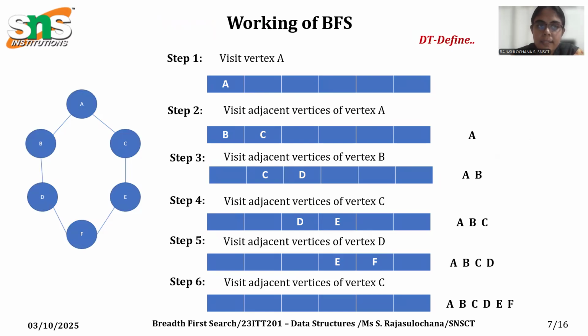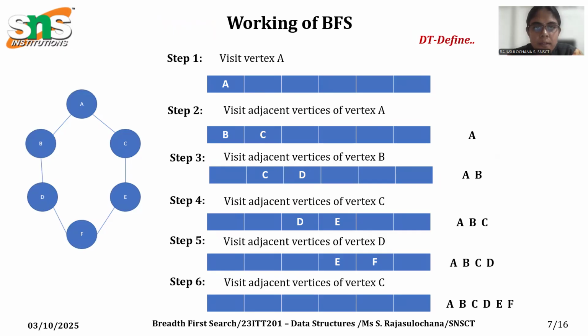So look at the unweighted graph which is given here. Initially, you will visit the vertex A. When you visit the vertex A, you will mark all the adjacent vertices of A. Now here the adjacent vertices of A are B and C, which are entered into the queue. Then this vertex A is printed in the output.